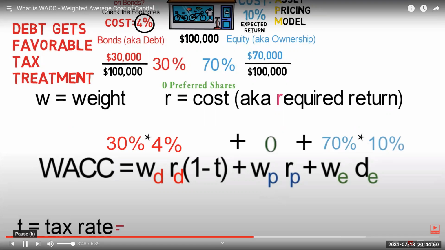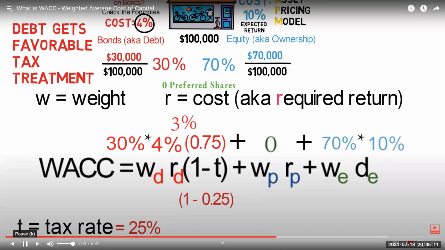So if their tax rate is 25%, then you take 1 minus T, where T is 0.25, which is a 25% tax rate, and you end up with 0.75. This is the tax adjustment you're making to the cost of debt. So for our example, after accounting for the tax benefits of debt, this makes the cost of debt just 3%.